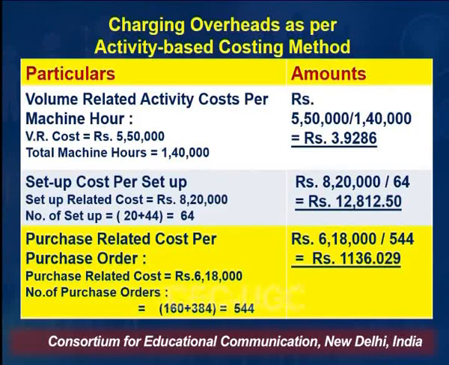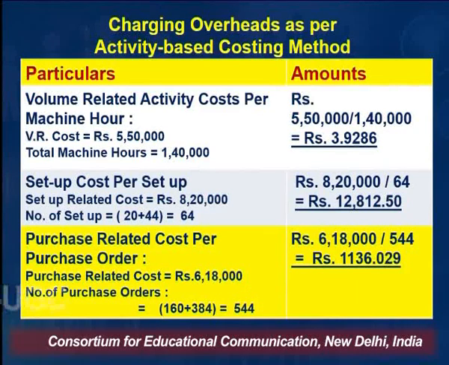8,20,000 is your total setup cost, divided by total number of setups. We have total number of setups to be 64. It is giving me a cost of rupees 12,812.50. Same process for purchase related cost. Total cost is 6,18,000 divided by total number of purchase orders, which comes to be 160 plus 384, 544. So this is my purchase related cost.